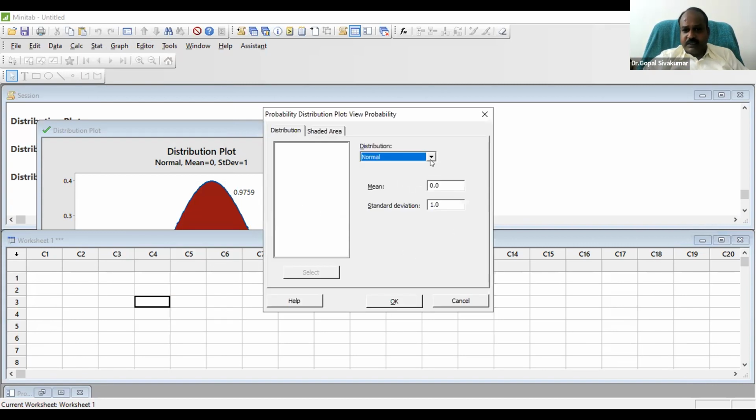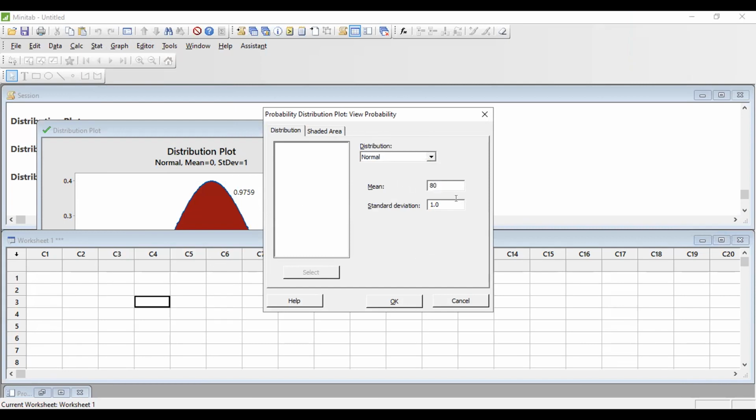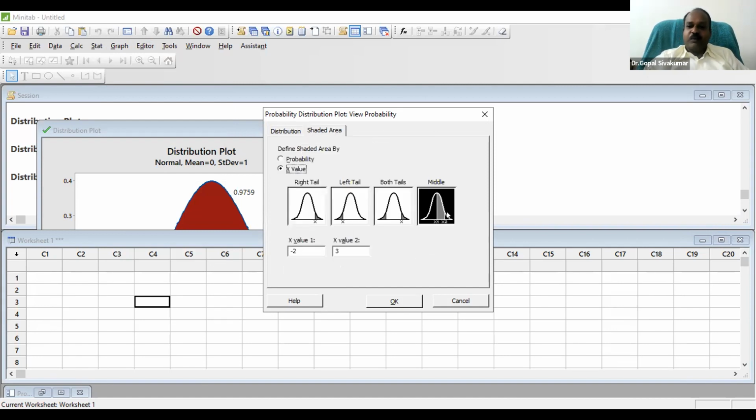Now what is the normal distribution? What is our situation? Our situation: the mean is 80, standard deviation 2. Now go to Shaded Area. I want the area between two points. So I have chosen the last case, Middle, and the X Value option.